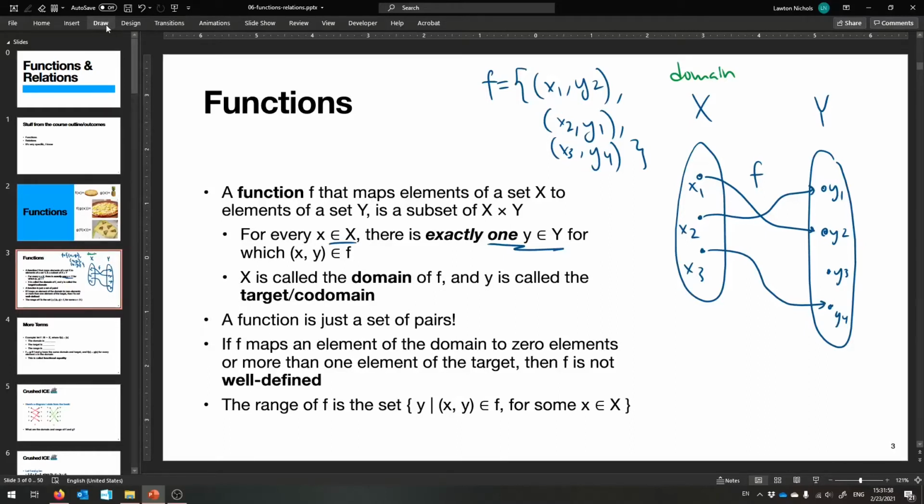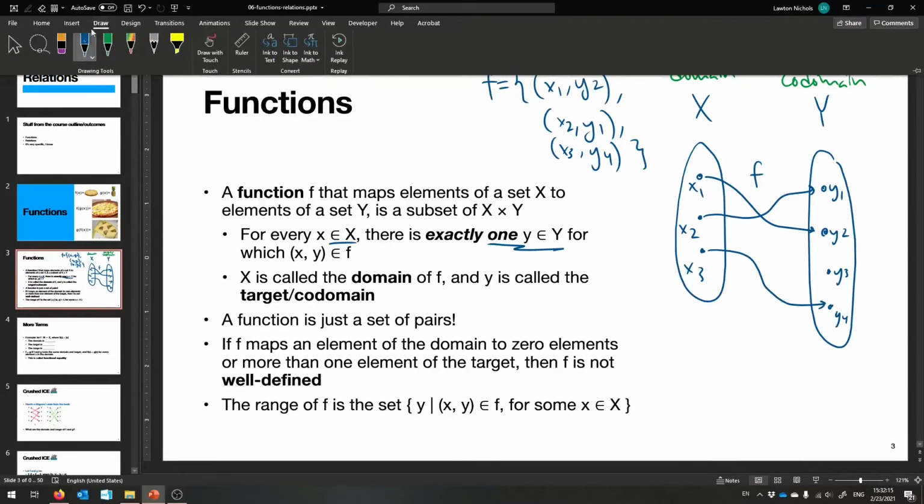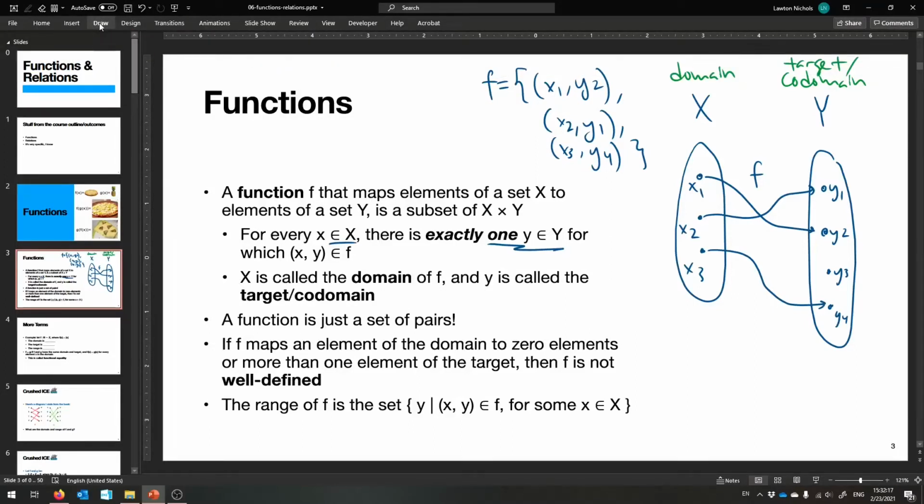Okay, and y is called the target or the codomain. Either one, you can call it that. It is not the range. You might have heard that term before, but it's not the same. So, yeah, x is the domain.